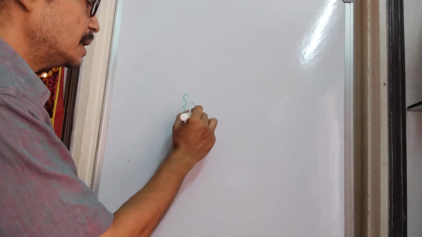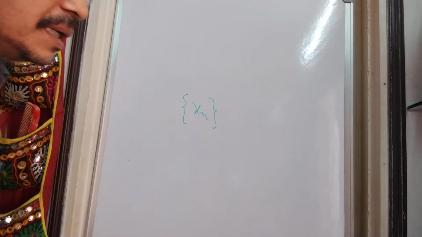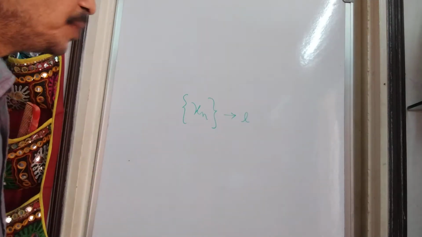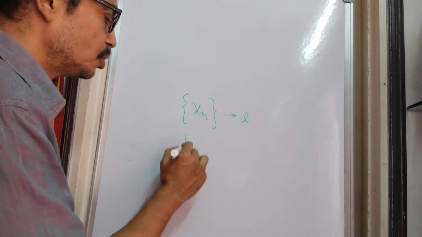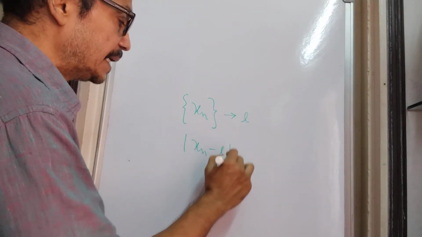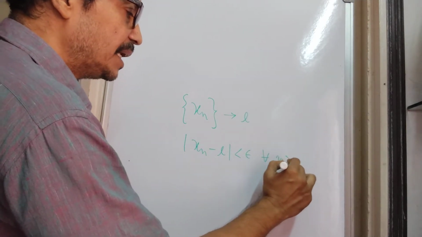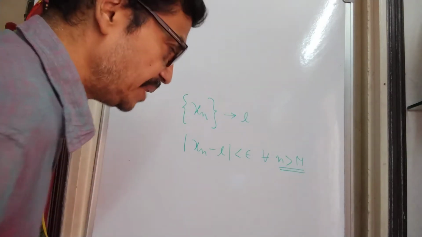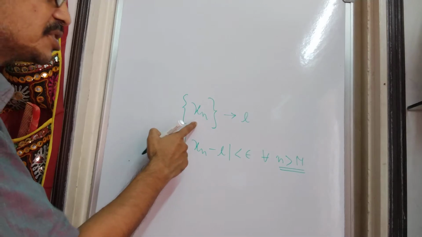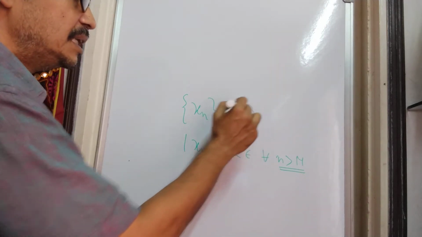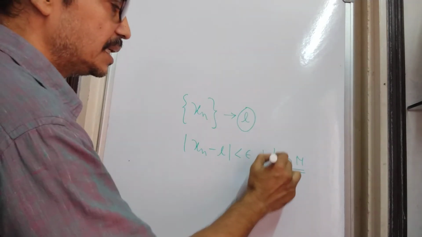As we all know, a sequence of real numbers xn is said to be convergent to a real number L whenever we have mod of xn minus L less than epsilon for all n beyond a threshold limit.